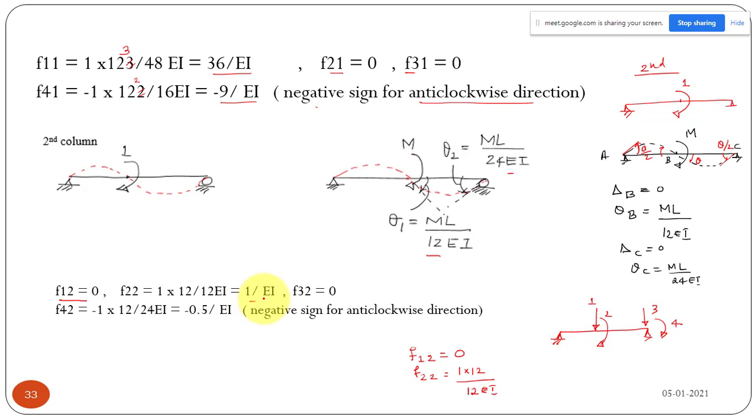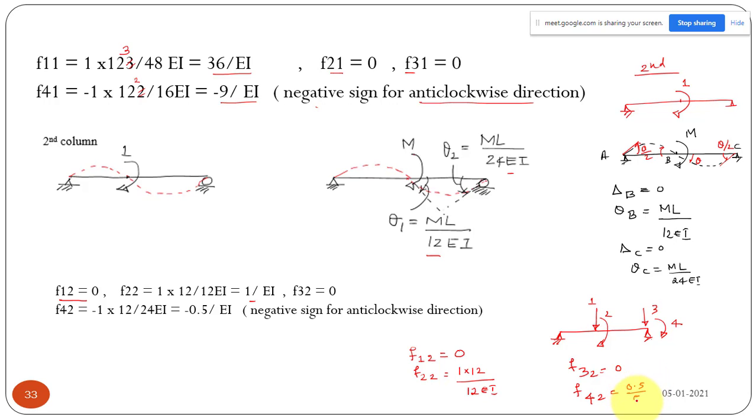Okay, and the next is F31, F32, that is a deflection at the support due to the unit moment at the midspan. So that is obviously 0. For the support there will not be any deflection. That is for F32. And the next element is F42. This is the coordinate, that means rotation at the support due to the unit moment at the midspan, F42. So that is your ml by 24 EI. So you will get 1 by 2 EI, so 0.5 divided by EI.